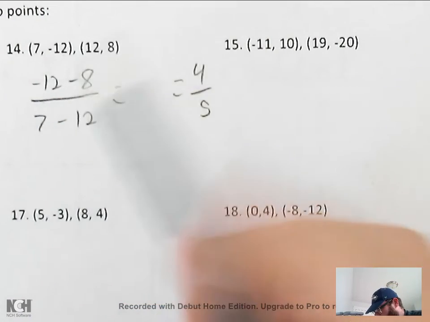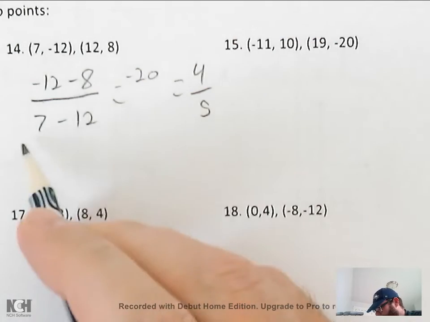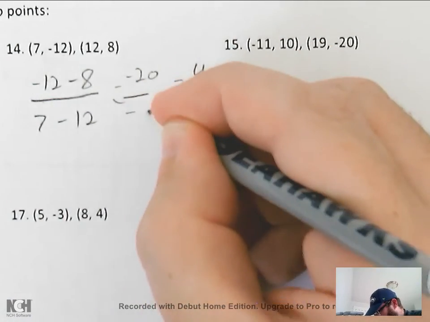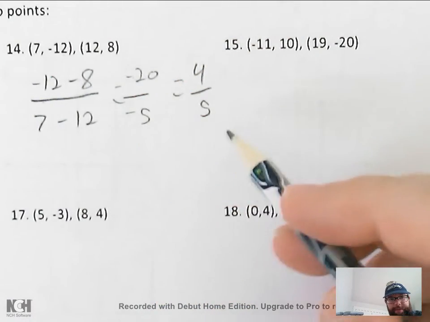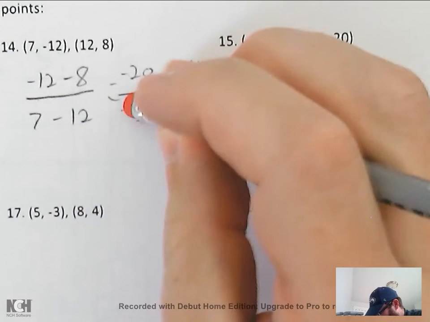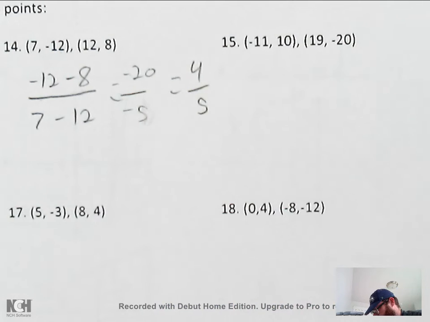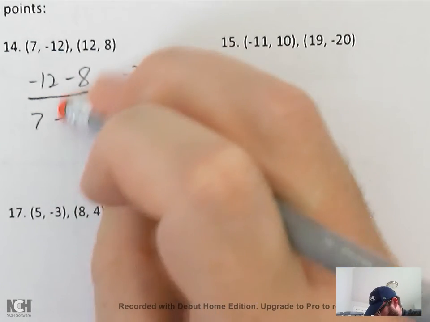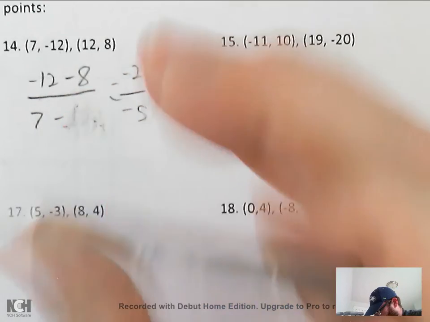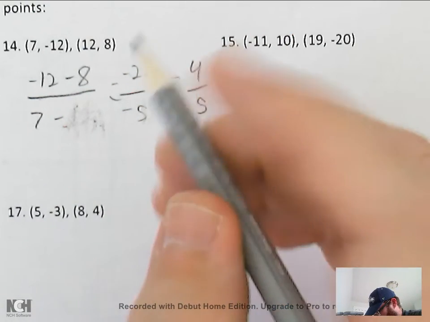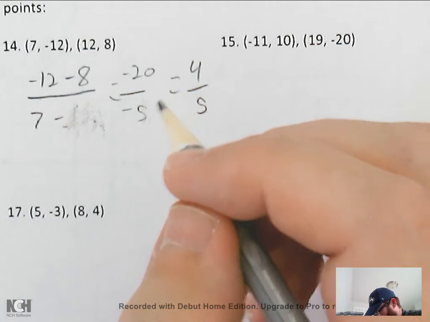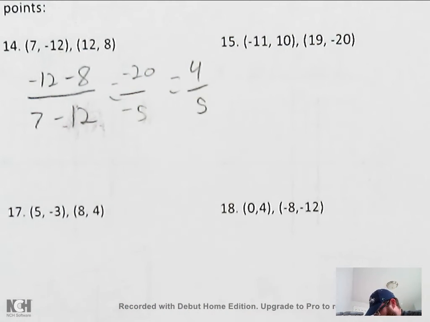So negative 12 minus 8 is negative 20. 7 minus 12 is negative 5. Negative 20 divided by negative 5. Or sorry, that's not negative 5. No, it is. Wait. What did I do? Okay, maybe this was a bad thing to show you. Negative 12 minus 8 is negative 20. 7 minus 12 should be negative 5. And wouldn't it be 4 over 5? It should just be 4.